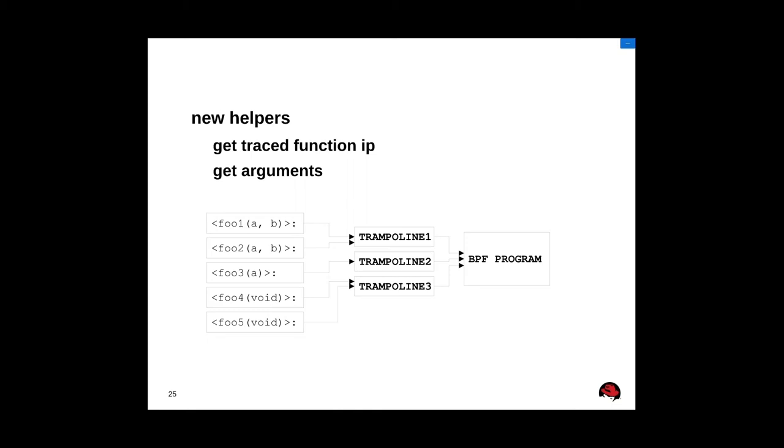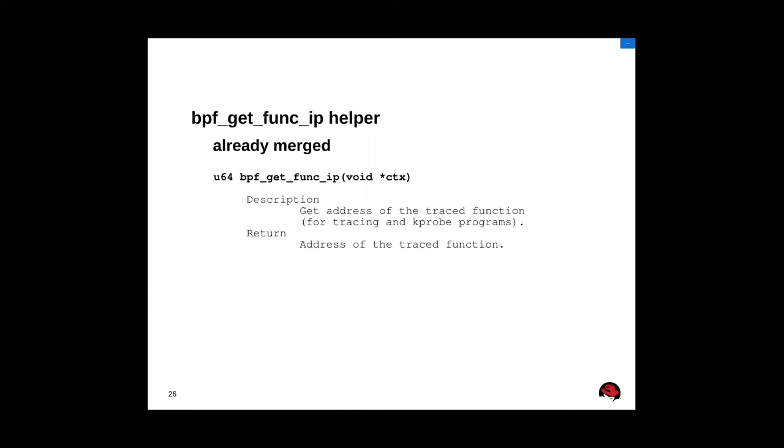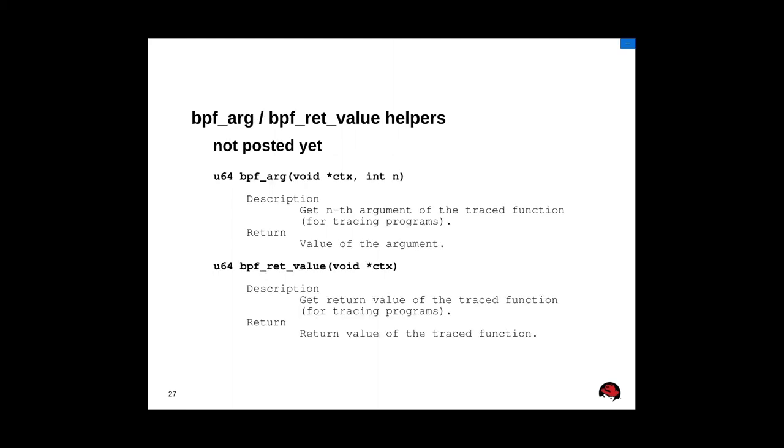So this is solved by adding new helpers. To get the IP address of the function that called the traced program at the moment the program is executed, there's a new helper, bpf_get_func_ip, and basically it returns the address of the function. This is the only part of the patch set that has already been merged. The nice thing is that it's not just for tracing, but also for kprobe programs, and it works also for standard programs, not just for these new multi-func programs. So once you find out which function called your program, you can access the arguments.